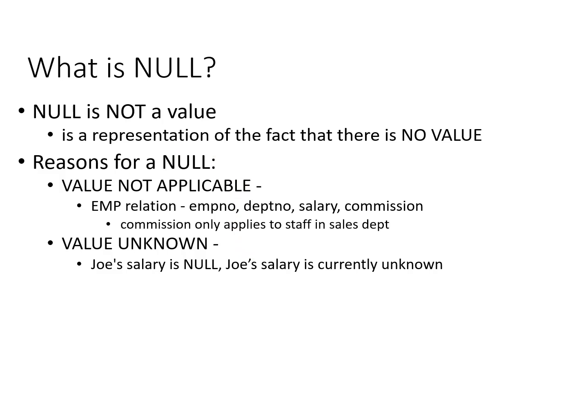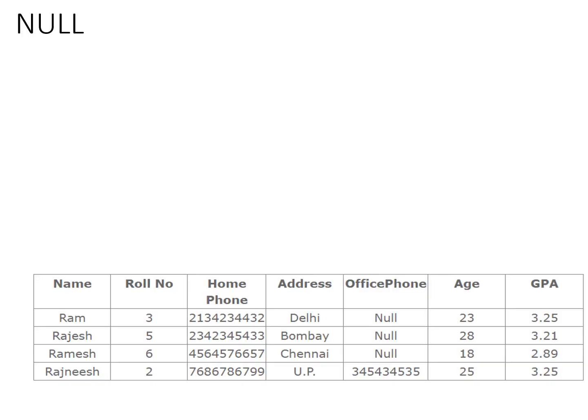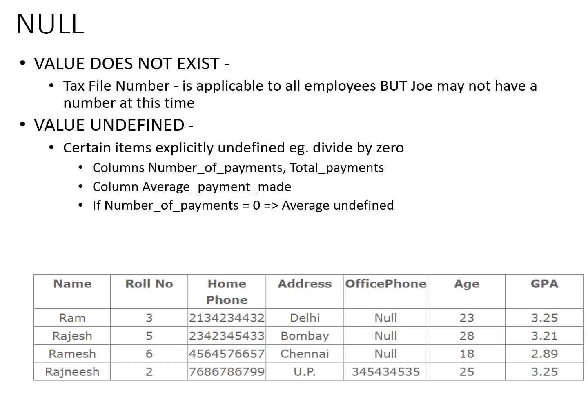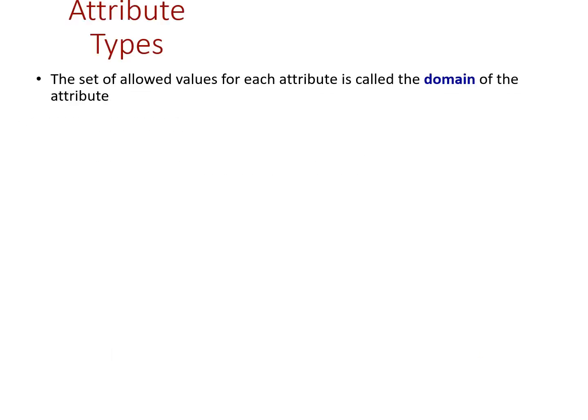Now, what is a null attribute? Null is basically, say, in your student table, there could be chances where you don't have certain values given over there. So if you have any missing values, then you can use null. So the values that do not exist, the undefined value, could be used as null.